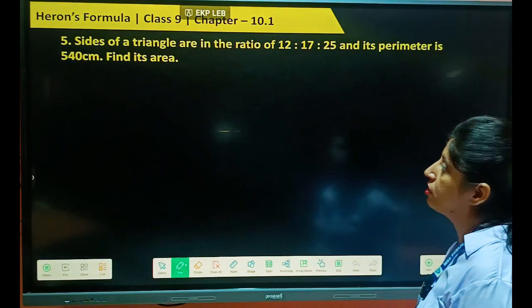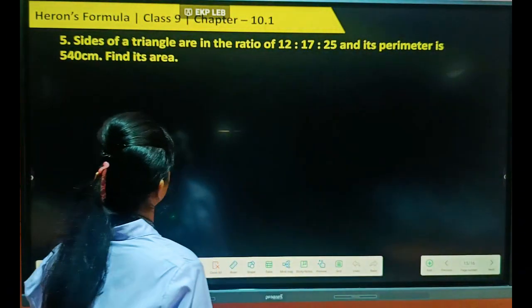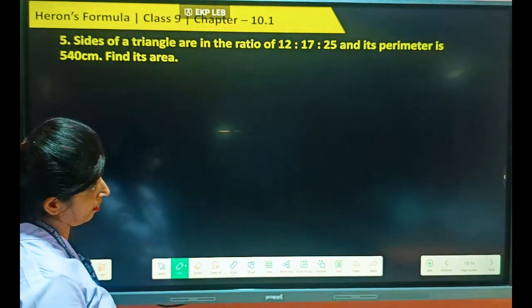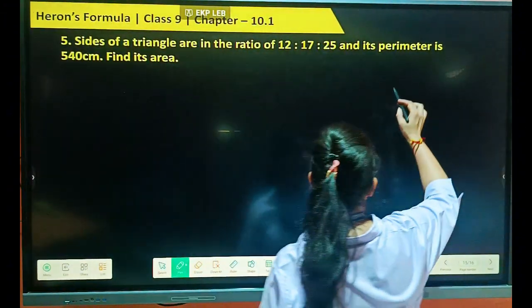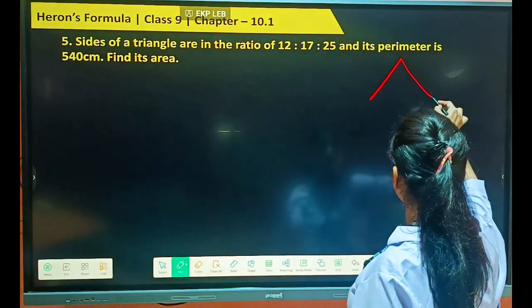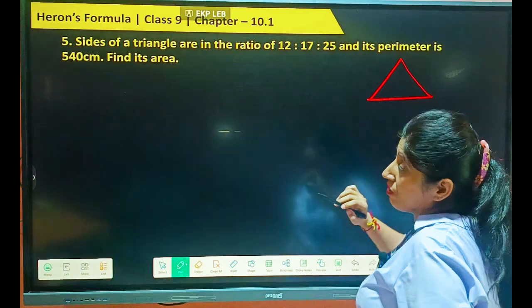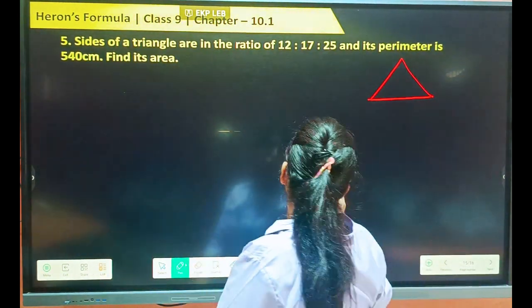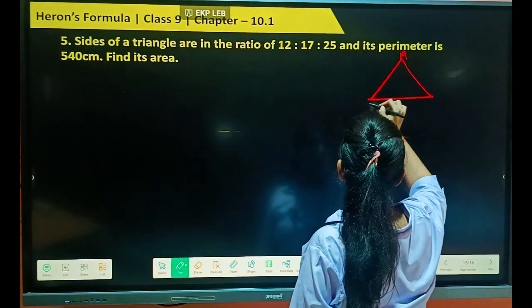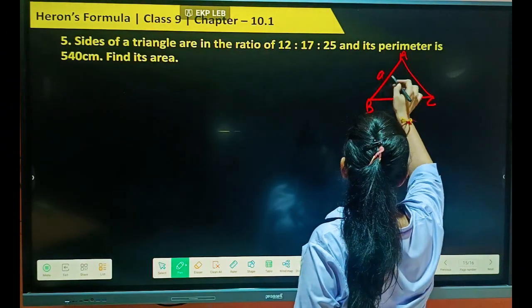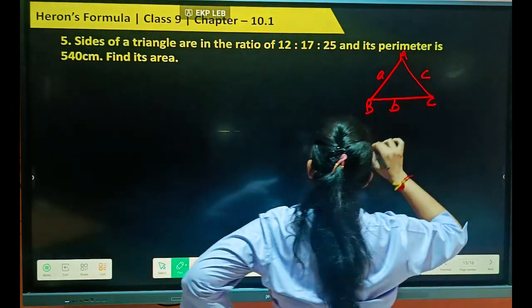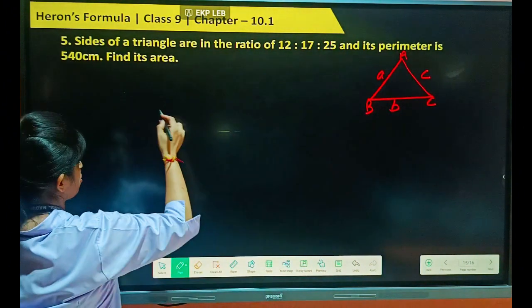Our next question is: sides of a triangle are in the ratio 12 : 17 : 25. We have a triangle whose sides ratio is given. Sides are not given, their ratio is given. So suppose this is a triangle ABC. One side is a, one side is b, one side is c. So the side ratio is given.